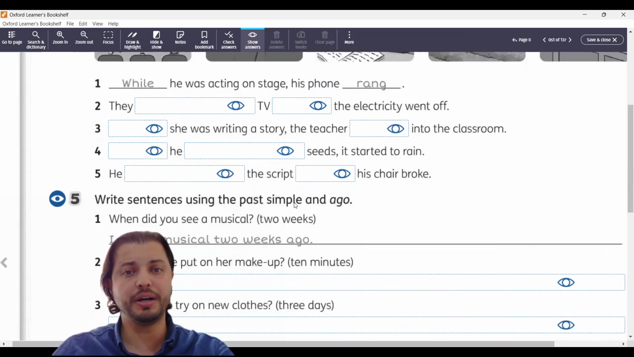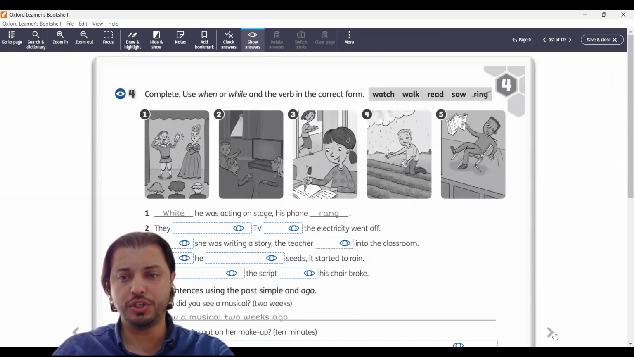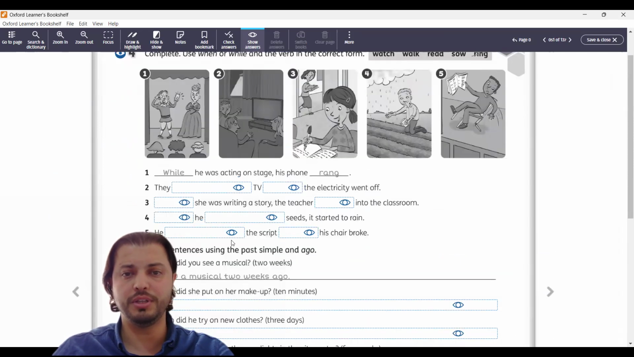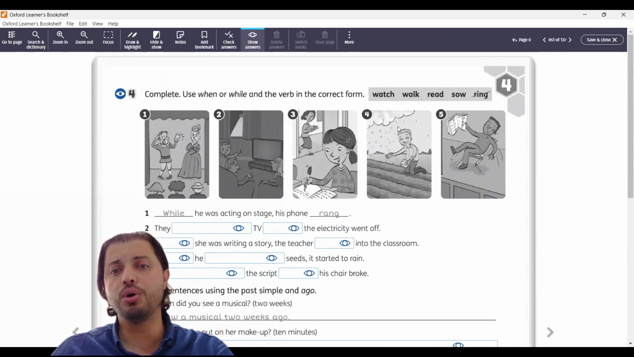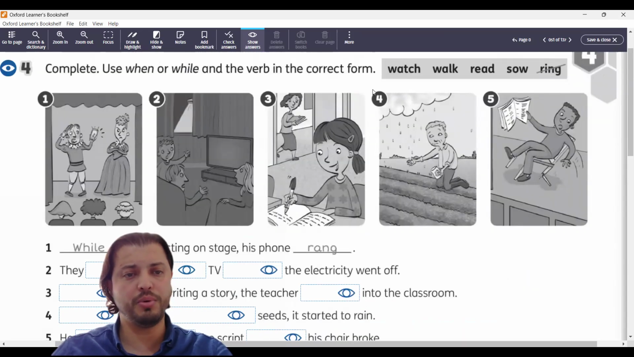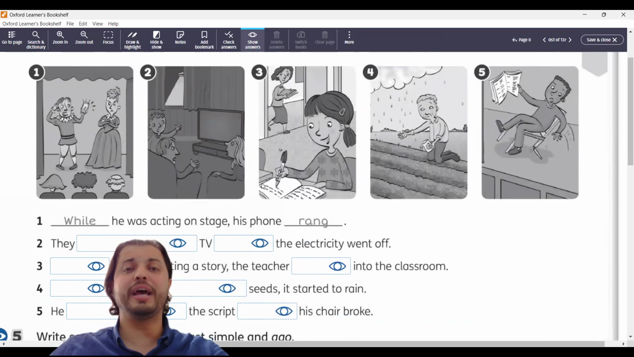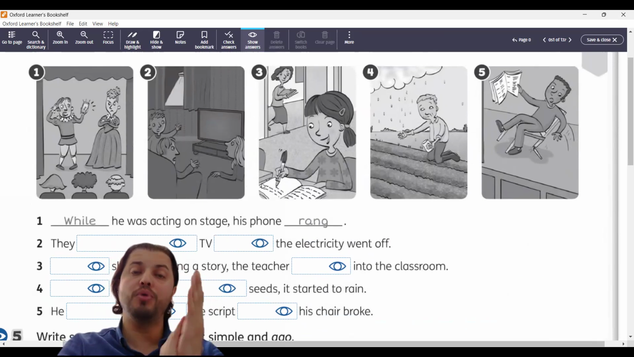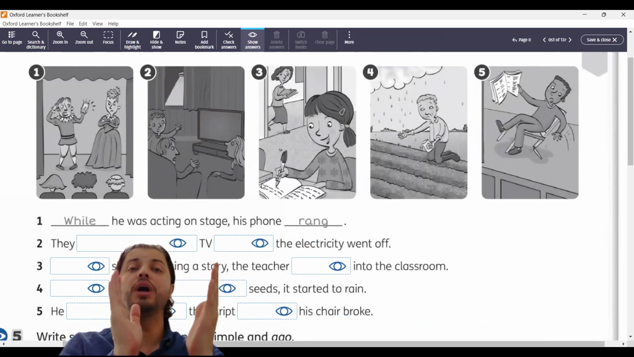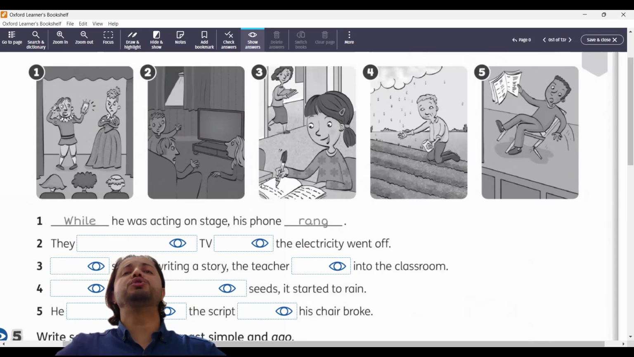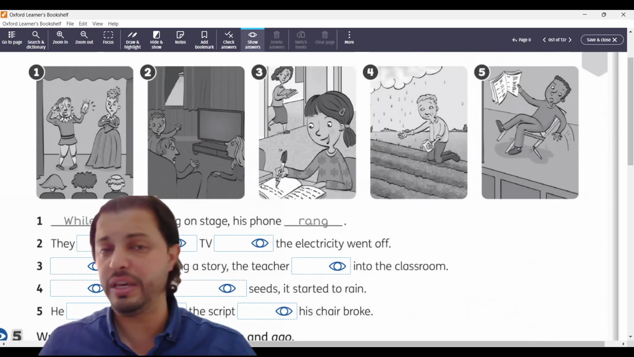So let's go to the next part. And I think we can finish here, right? We're going to do number five later on. So now walk, talk, read, saw, and sing. So let's go together. See number one. While. Remember when I use while, I use ing, verb to be plus ing. When I use when, I use just past simple, like went, got, whatever.